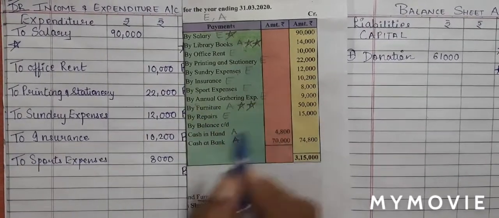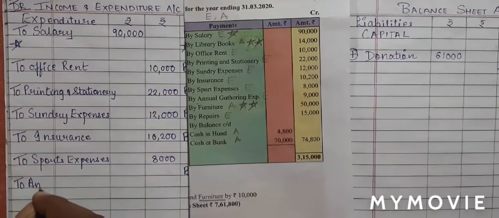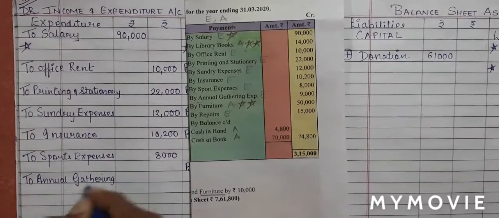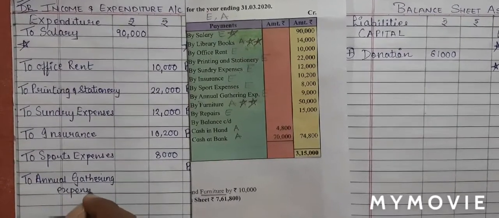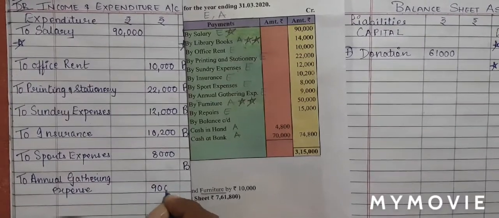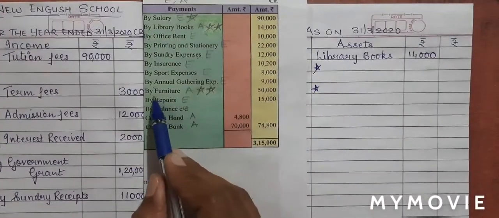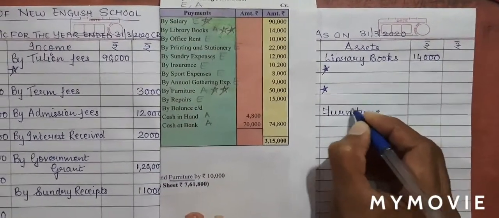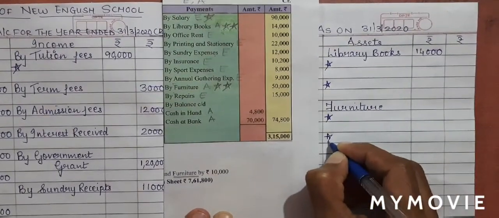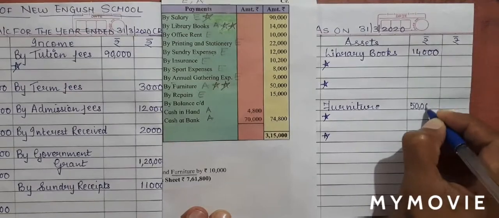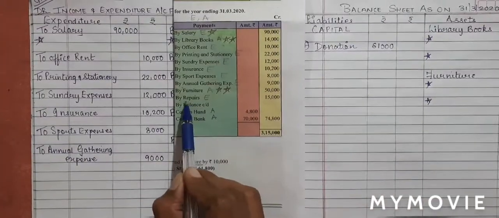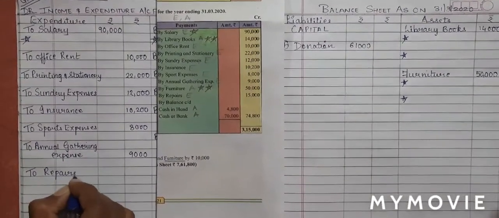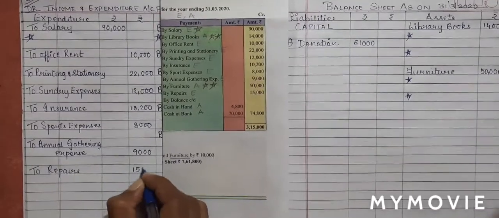Next is annual gathering expenses. Again on the expenditure side, I'll write to annual gathering expense. In the outer column 9,000. Next is furniture. So on the asset side, I'll write furniture. There are 2 stars, so I'll mark 2 stars and I'll write it in the inner column 50,000. Next is repairs. On the expenditure side, I'll write to repairs. There is no star, I'll write it in the outer column 15,000.